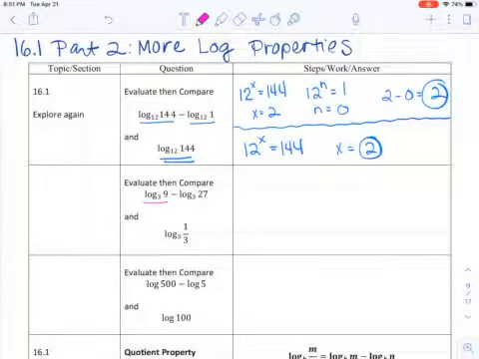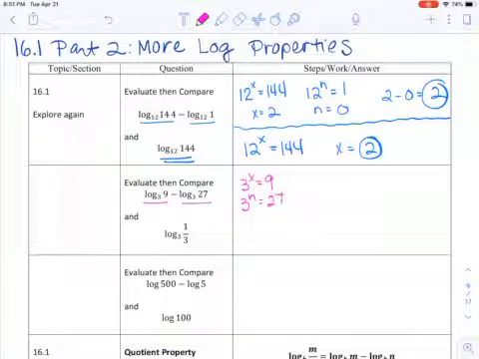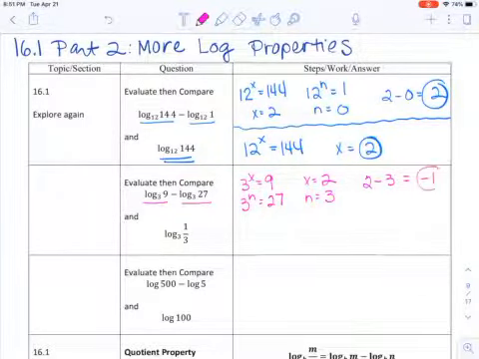Okay, so another one, log base 3 of 9 minus log base 3 of 27. So we're going 3 to the x equals 9, because remember, of course, the answer to a log is an exponent. And then 3 to some power is 27. So the first one, 3 squared, so x will be 2. 3 cubed, so n will be 3. And I have 2 minus 3 equals negative 1.